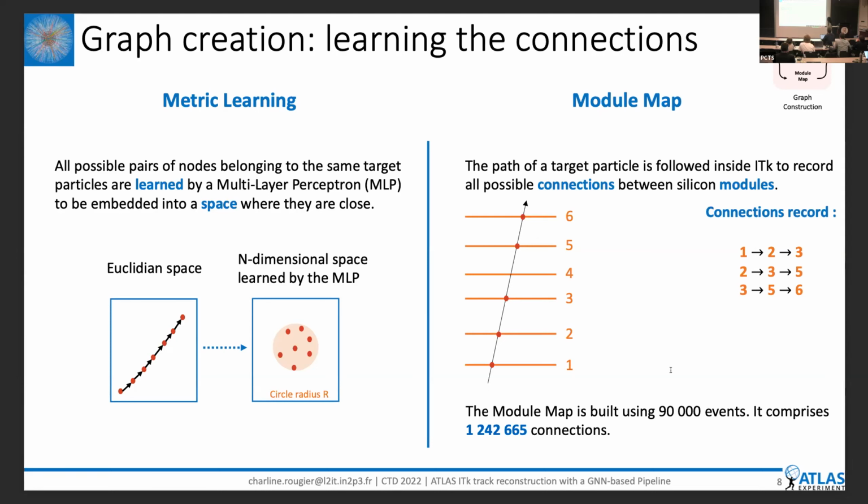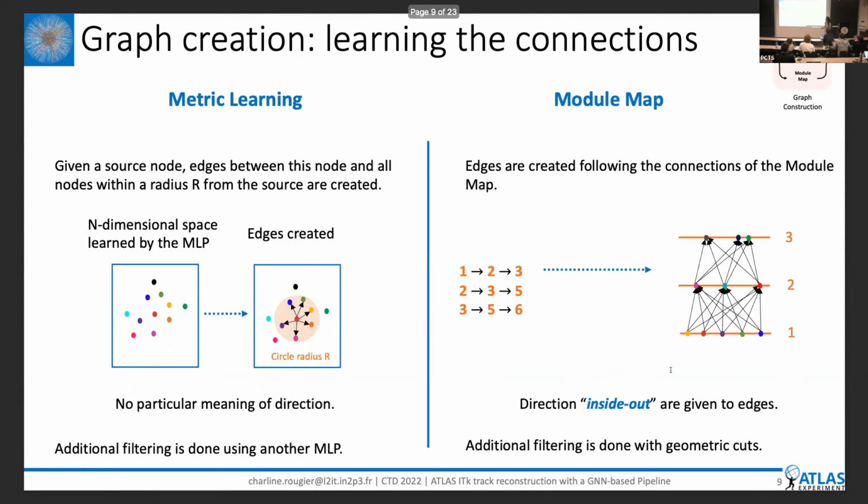So of course, using this solution, we need a lot of different kinds of particles to be able to fully cover all the possibilities. So we have built the module map using 90,000 events, which comprise, in that case, 1.2 million connections. And then the second part of it is, well, we are going to use these two methods to build the graph. So if we are going to use the metric learning, we are just going to connect all the nodes which are in the same radius R with central nodes, which means that in that case, you don't get a particular meaning of direction.